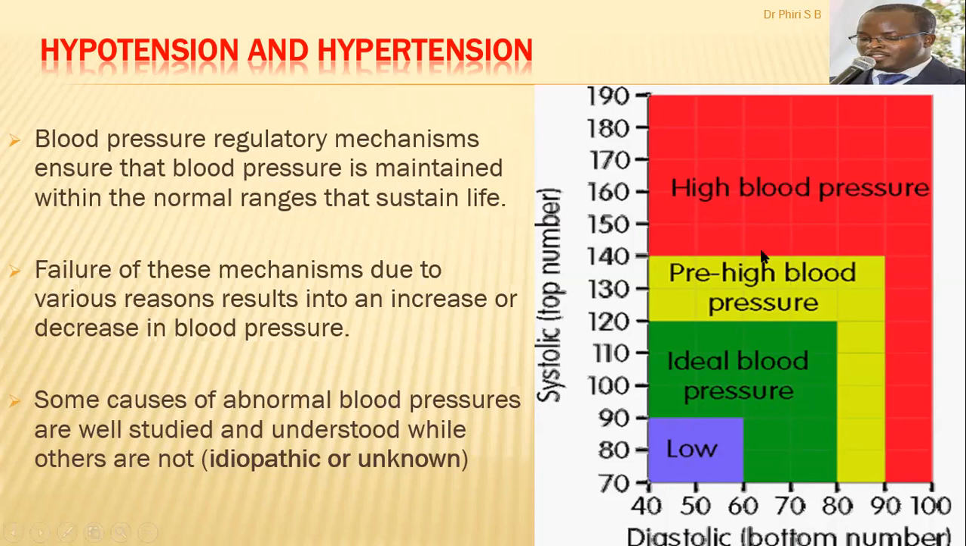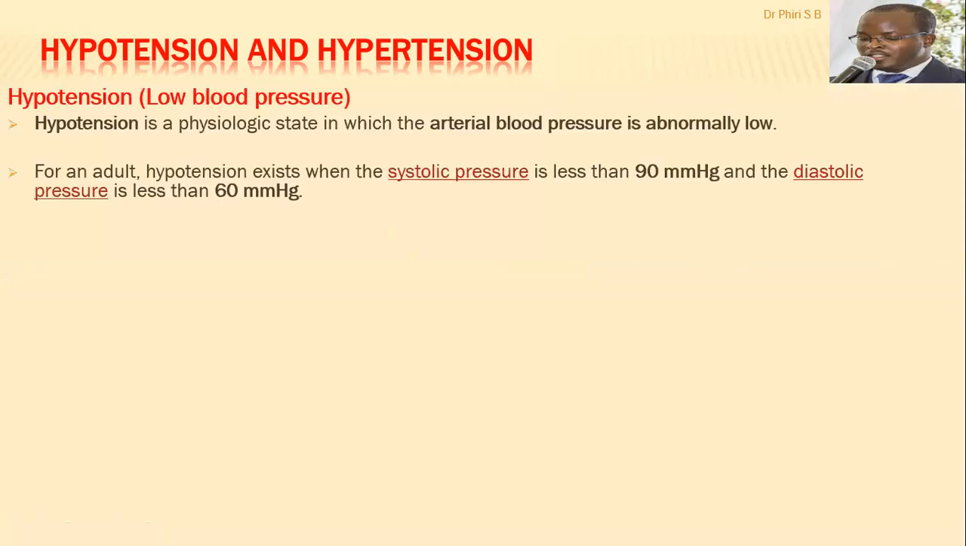Because with age, people start having pre-high blood pressure and then they can progress to high blood pressure if they are not monitored. Okay, so hypertension is common worldwide. It can affect about 1 billion people worldwide. So hypertension.